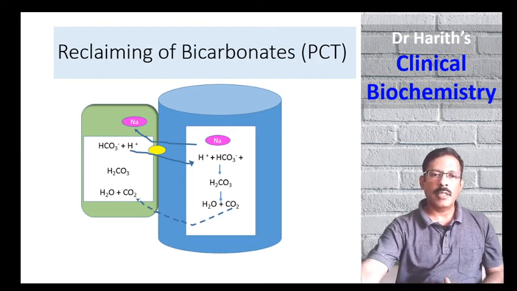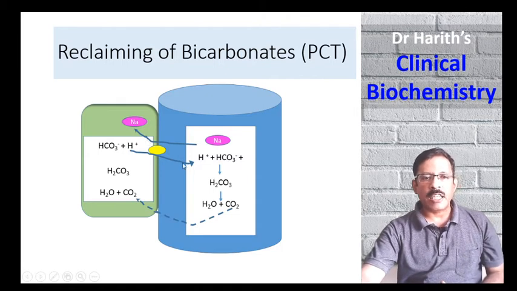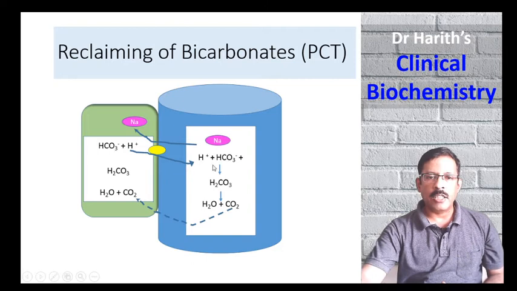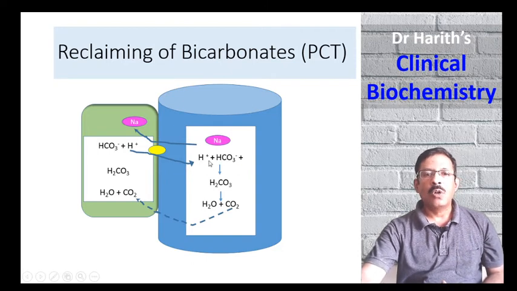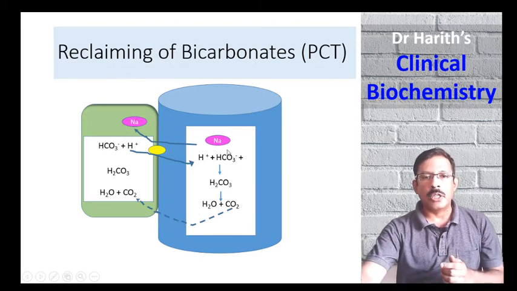Now how does this occur? In the ultrafiltrate, you have sodium, you have hydrogen ions. The sodium gets absorbed with an antitransport mechanism where the hydrogen ions get pushed out. This hydrogen ion binds with the bicarbonates to form carbonic acid. Carbonic acid splits further into H2O and CO2. Now where is this occurring? This is occurring in the renal tubules.